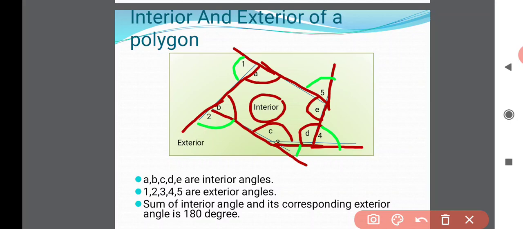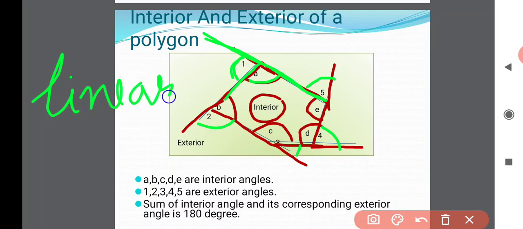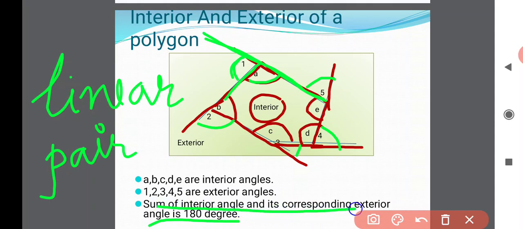Now what is the relation between the interior and exterior angle? Let's see one of the relations. If we extend this side, it's actually a straight line, and on this straight line we can observe angle 1 and angle A. They are forming a linear pair. What do we mean by linear pair? It means the sum of these two angles is equal to 180 degrees. So the sum of the interior angle and its corresponding exterior angle is 180 degrees. Very important last point.